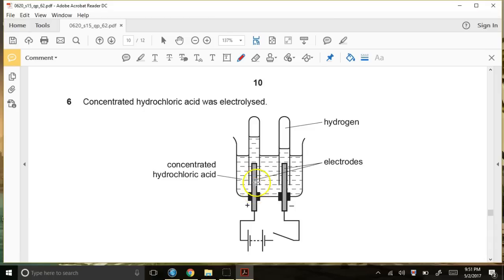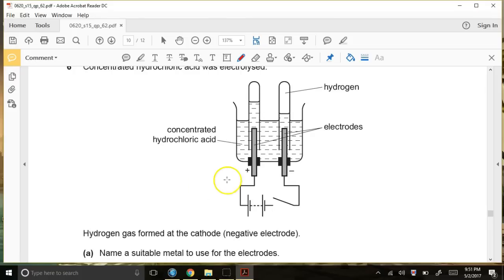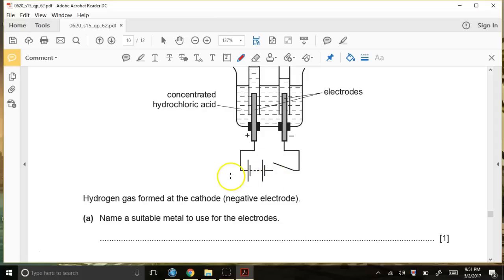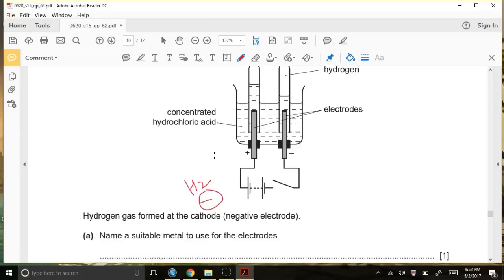Electrolysis, lesson of your notes. This is, I think, topic 5 of your curriculum. We have concentrated hydrochloric acid being electrolyzed. The circuit is given. We have hydrogen electrode. That's the information given there. Hydrogen is formed at cathode. Good to know. Cathode is negative. Good to know that. And you must remember anode is positive. And cathode, hydrogen is always produced at cathode. That's the only gas you get there.